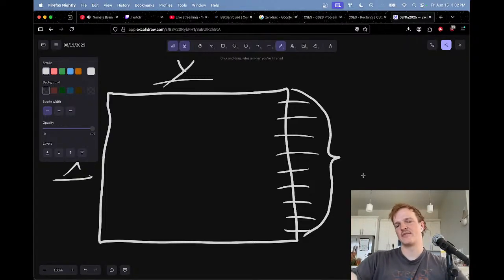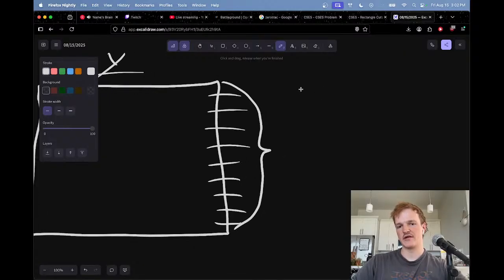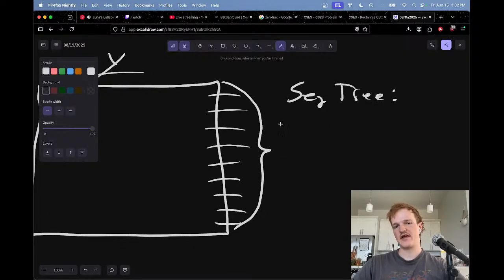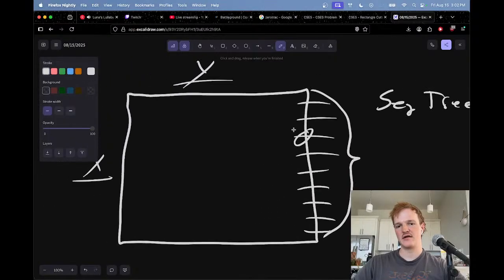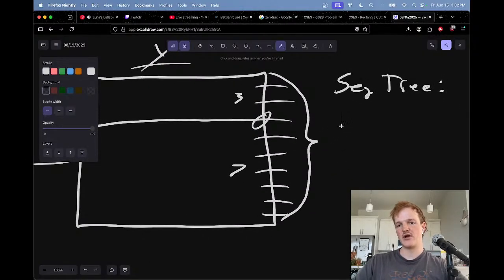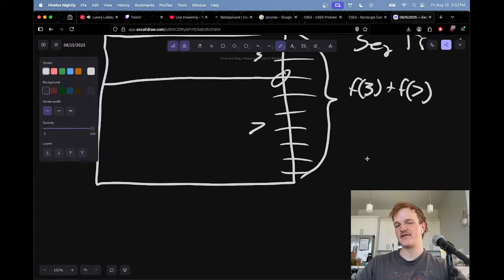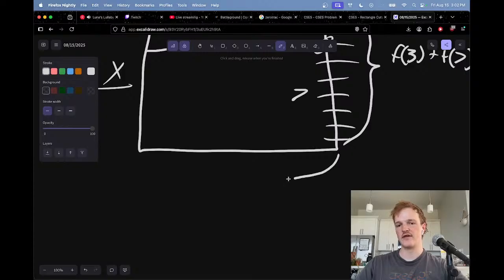I think if it's a segment tree, it's actually going to be quite complicated. Because it's not just find the best cut. You have both of these rectangles that are each elements in your segment tree. This is like a 7 and this is a 3, let's say. And then you would say, okay, well, the minimum cut is like f of 3 plus f of 7. And then you would need these segment trees for all of this.